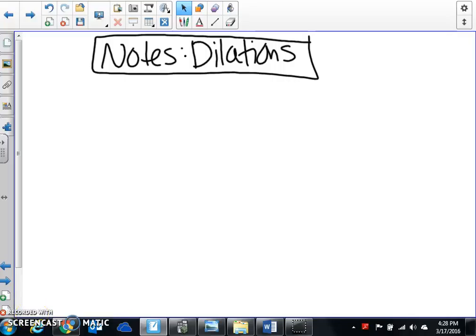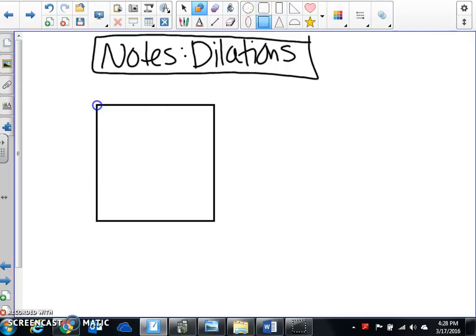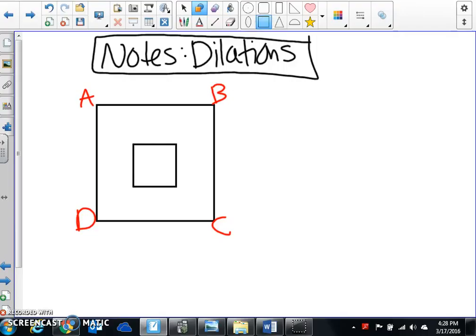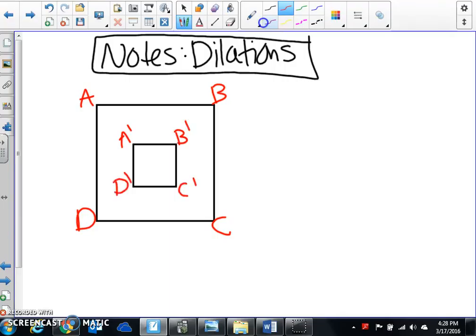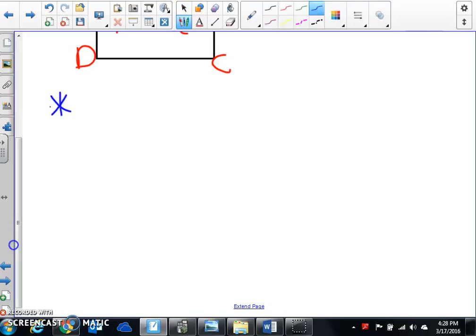Right, so dilations are, we're taking a shape. Let's just take, I don't know, the square. And we are either making it larger or smaller. So a dilation would be A, B, C, D. And then you take that shape and you make it smaller or larger. So in this case, it would be smaller. And then this is A prime, B prime, C prime, D prime. So ultimately, for dilations, you're changing the size of the shape.